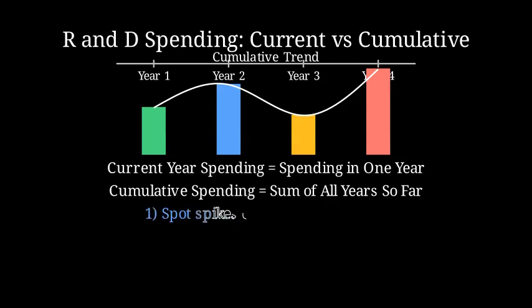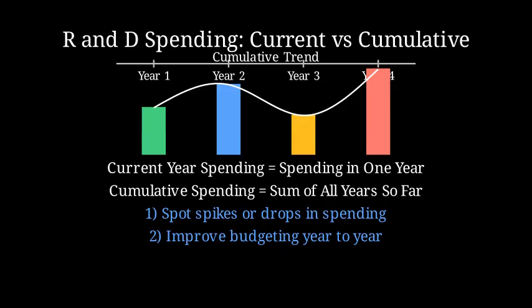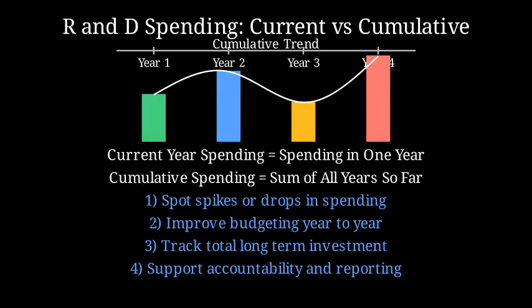development. Benefit 1. It helps managers spot sudden spikes or drops in spending, which can reveal changes in project pace. Benefit 2. It improves budgeting because leaders can compare this year to previous years and adjust targets. Benefit 3. Cumulative spending shows the total investment, which is important for long-term planning and reporting. Benefit 4. It supports accountability because teams can justify how much has been invested in a product line. So we have clear benefits for project control, budgeting, and long-range strategy.